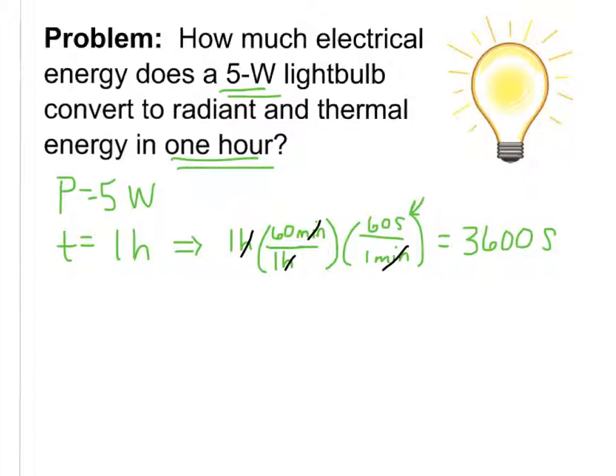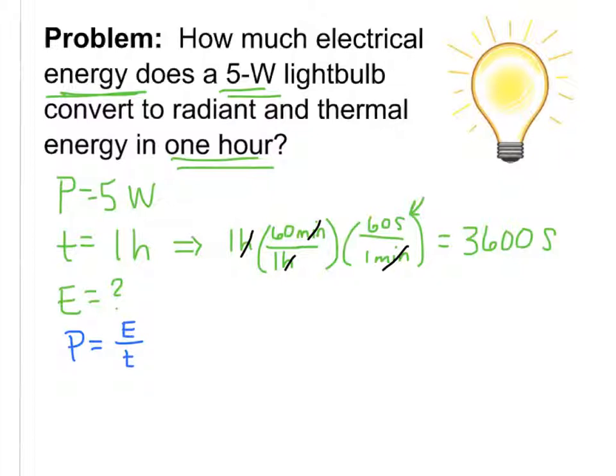So now we know our power and we know our time. What is it we're trying to find? Well, we want to know how much energy is converted from electrical to radiant and thermal energy. So energy is our big question mark. Let's write down the formula that relates all of these different variables to each other. That's our power formula. Power equals energy divided by time.